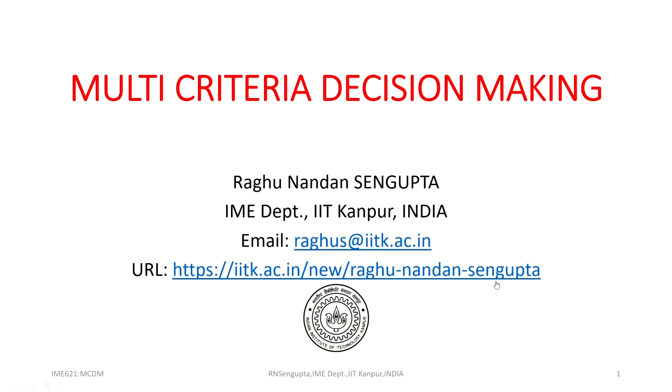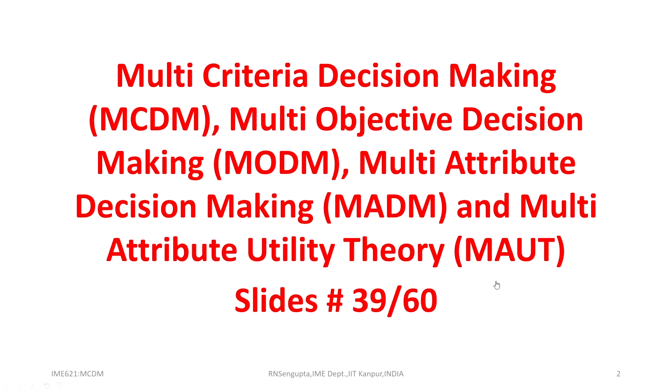This is the course titled Multi-Criteria Decision Making, and my name is Raghunandan Sengupta from the IME department at IIT Kanpur. This course is of 12 weeks spread over 60 lectures, and we are in the 39th lecture. The broader umbrella which I keep repeating is multi-criteria decision making.